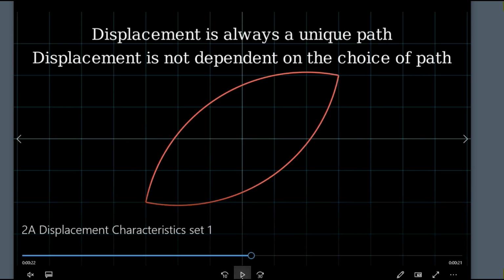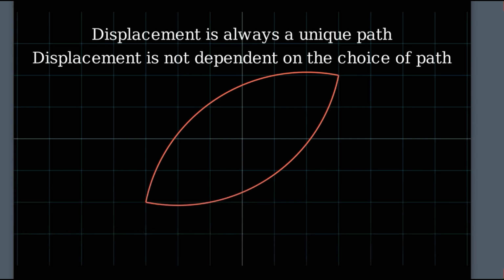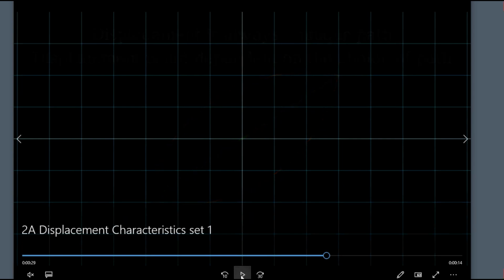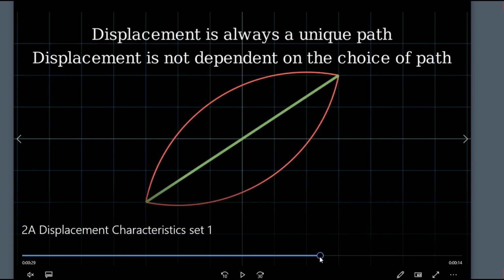Displacement is always a unique path. Displacement is not dependent on the choice of path. For example, if an ant moves in the first path, the upper path, while the same ant in the second scenario takes the bottom path. Because the starting point and the ending point are the same, the displacement will be this straight line which connects the starting point and the ending point. That's your displacement. So it's not dependent on the choice of the path.